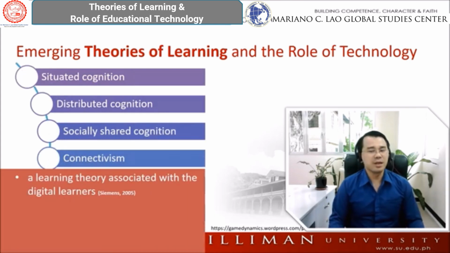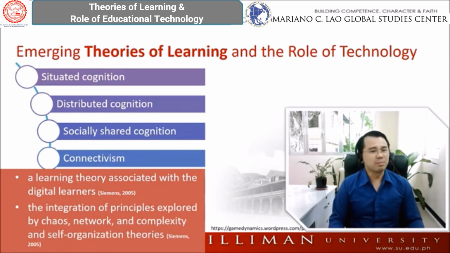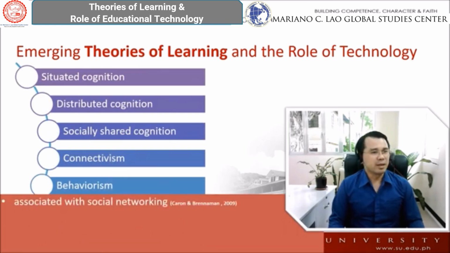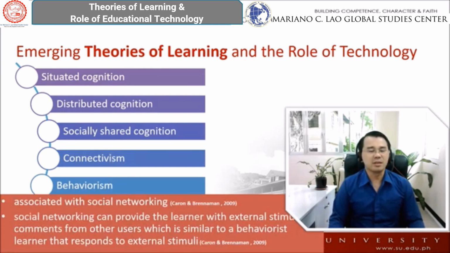This is a learning theory associated with the digital learners, and the integration of principles are explored by network, complexity, and self-organization theories. Another learning theory that is applicable in educational technology is behaviorism, associated with social networking. Social networking can provide the learner with external stimuli via comments from other users, which is similar to a behaviorist learner that responds to external stimuli.